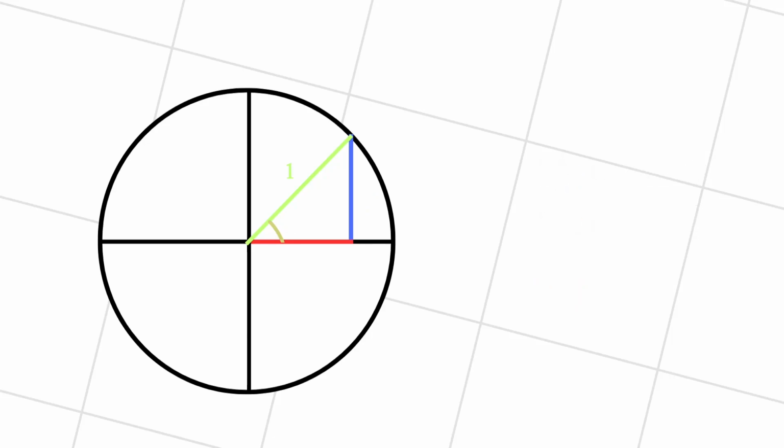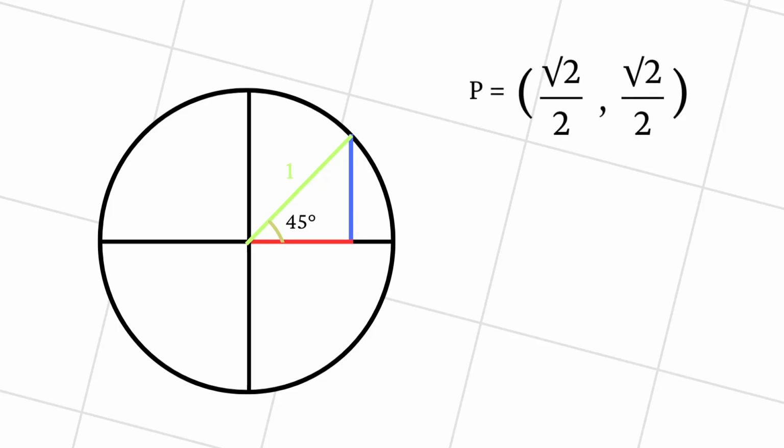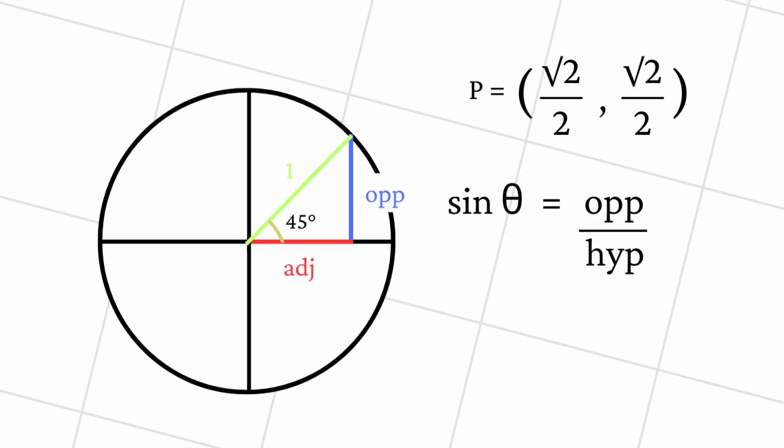Let's try a quick example using a familiar angle, 45 degrees. At 45 degrees on the unit circle, the coordinates are square root of 2 over 2 and square root of 2 over 2. To get sine, we use the trigonometric ratio of opposite side over hypotenuse. And to help you remember, I have labeled our previous x and y values with adjacent and opposite. In our case, the opposite side is square root of 2 over 2 over 1. And simplified, it is the square root of 2 over 2.